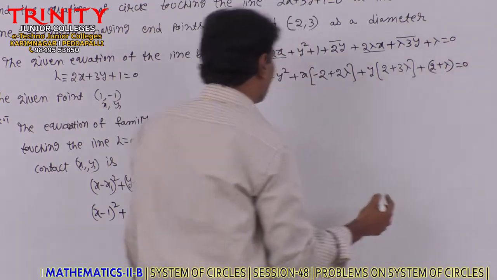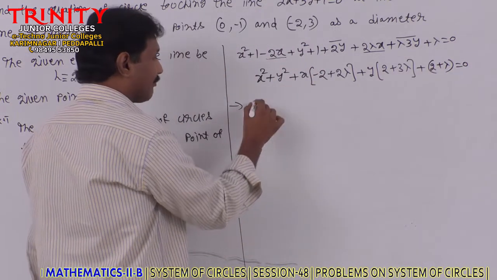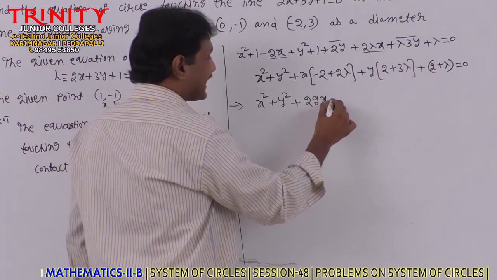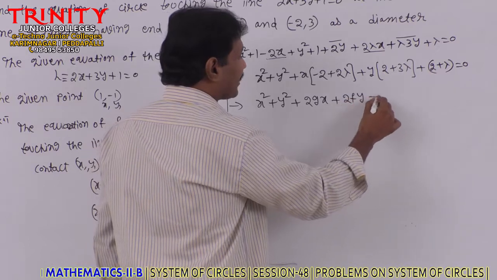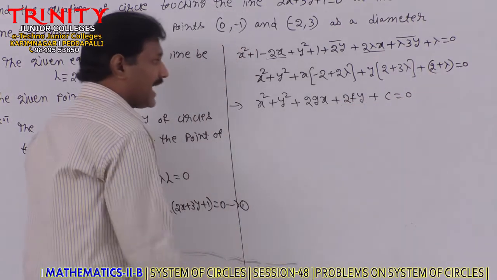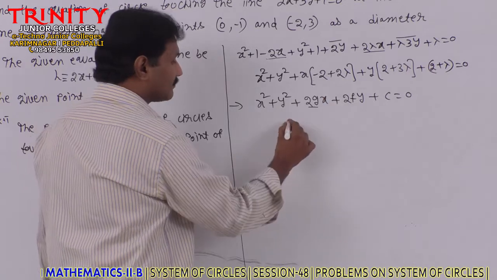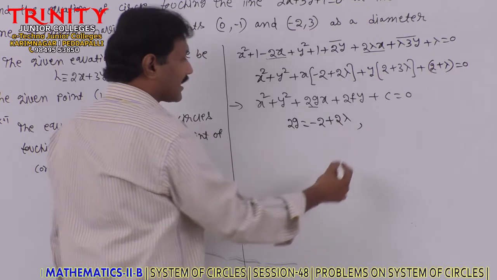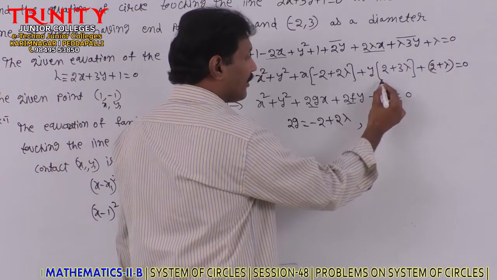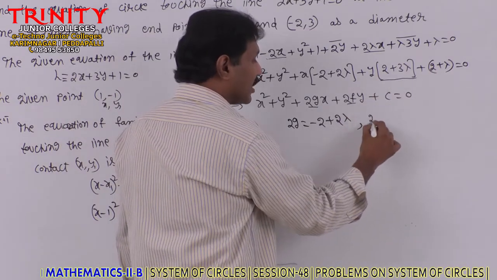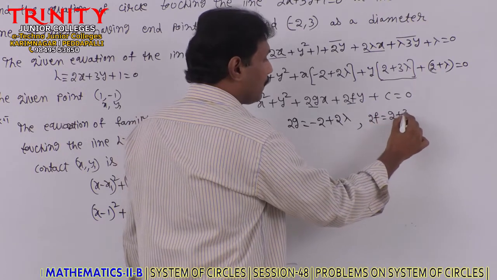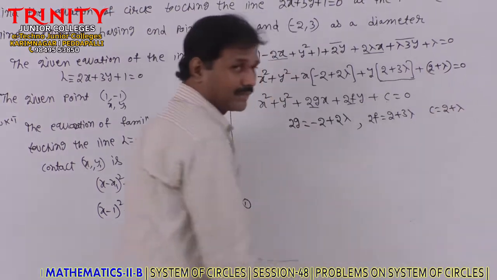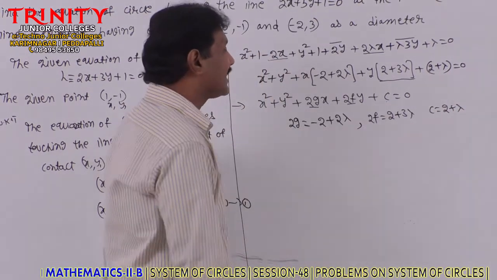This is of the form, compare with the standard form x square plus y square plus 2gx plus 2fy plus c equal to 0. Here the coefficient of x is 2g equal to minus 2 plus 2 lambda, and the coefficient of y is 2f equal to 2 plus 3 lambda. The constant c equal to 2 plus lambda.